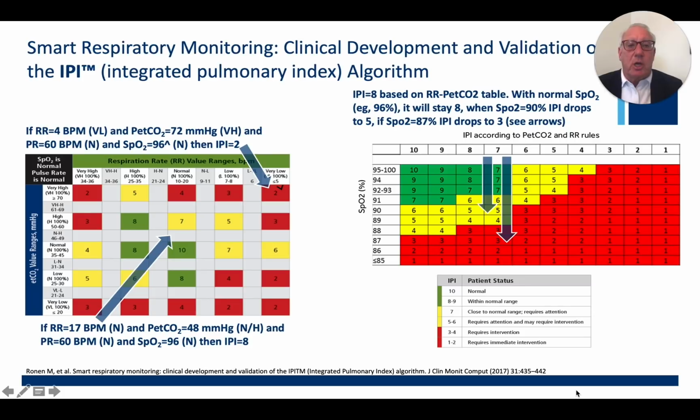What this is doing is trying to integrate various pieces of information: your respiratory rate, your pulse rate, your pulse oximeter, and your end-tidal CO2 into an integrated number that then can help define risk and determine where a patient should be. This has not been substantiated or validated to date, to my knowledge, but this is the wave of the future.